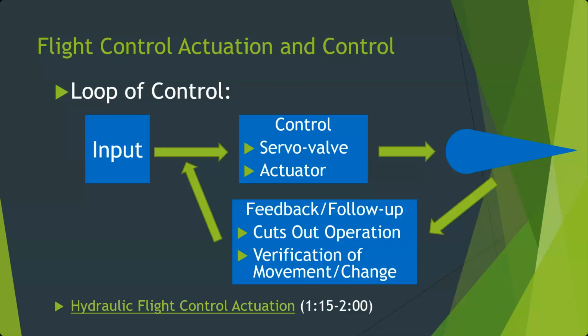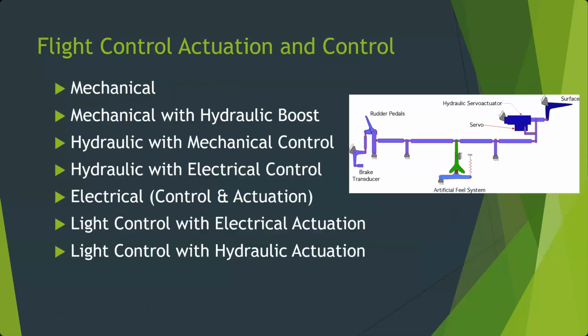So this loop of control, though, is what moves our flight controls. And even on flight controls that are not servo style, but where they go either full extended or full retracted, you're still going to have this feedback loop to verify that the motion is taking place like what's being commanded of the aircraft.